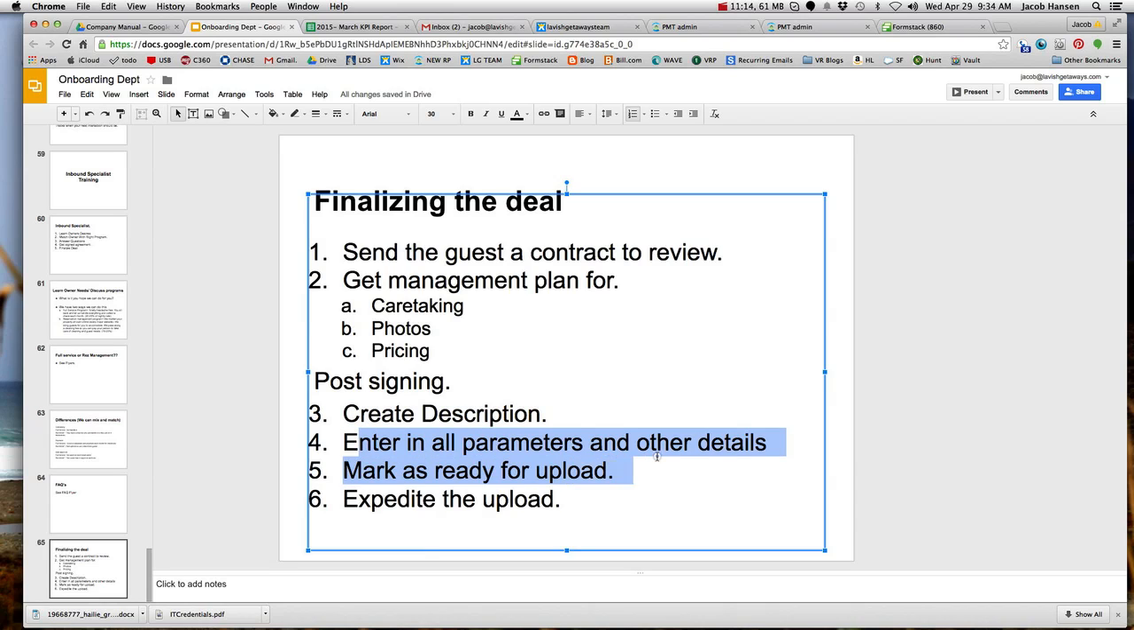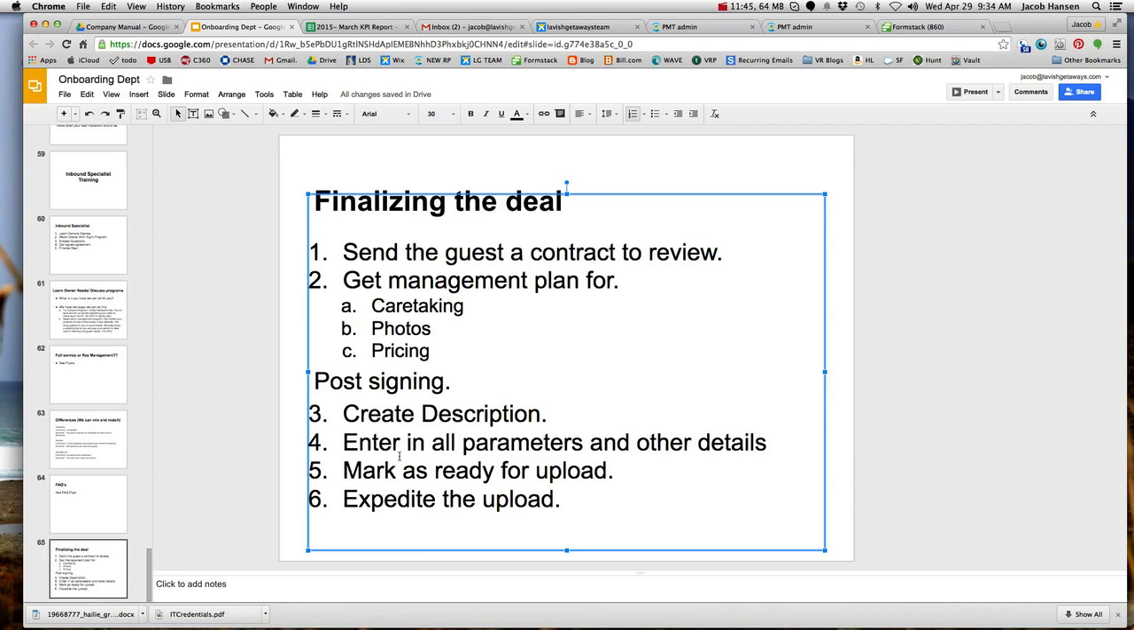You then obviously are going to make sure, just like with any other property, you get all the details and parameters in place. And then at that point, you're ready for upload. One thing you're going to do is notify whoever is handling our uploads to expedite it. Anytime that it is either reservation management or a full service program, that person gets priority. They get their property up in our system first thing. It should happen within like a day or two. We want to make sure that we get it to happen quickly.